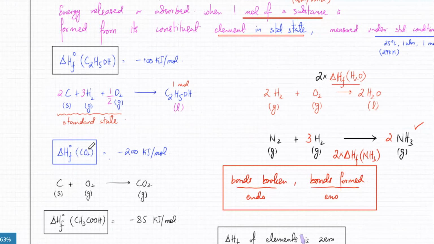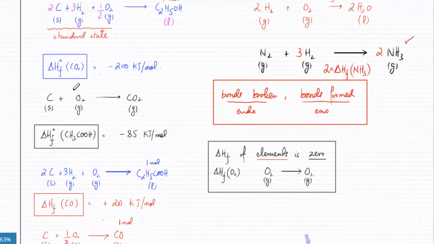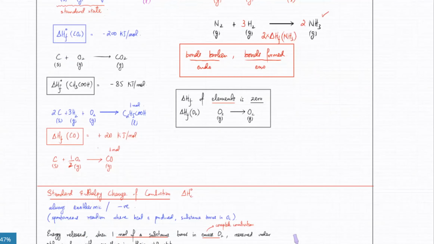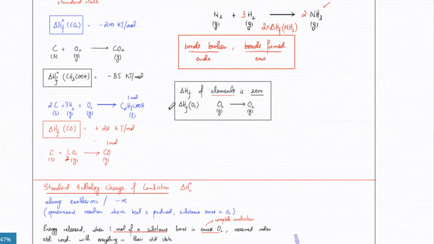Enthalpy of formation of carbon dioxide is 1 mole of carbon dioxide being formed from its constituent elements. So it's the energy change of this particular reaction. And I told you in the last class that enthalpy of formation of elements is always considered to be 0.